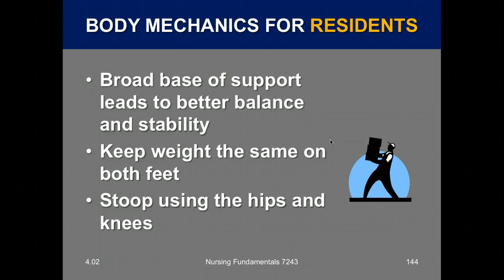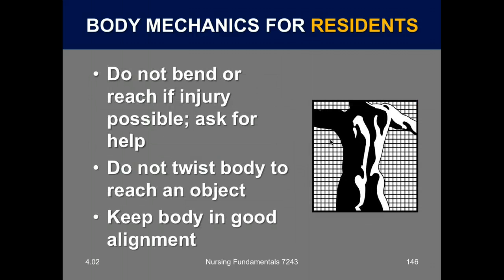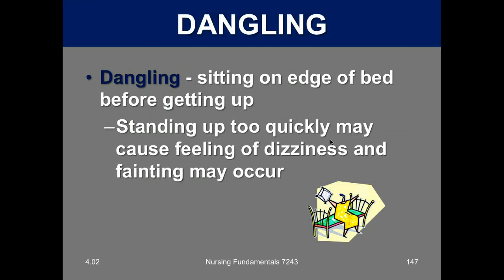So body mechanics for our residents, we need to make sure that they have a broad base of support, which leads to better balance and stability. Keep weight the same on both feet, and stoop using the hips and the knees. Keep the back straight. Lift and carry objects close to the body for better balance. Use both hands to lift or move objects. Use smooth and even movements. Do not bend or reach. If injury is possible, always ask for help. Do not twist the body to reach an object, and keep the body in good alignment.